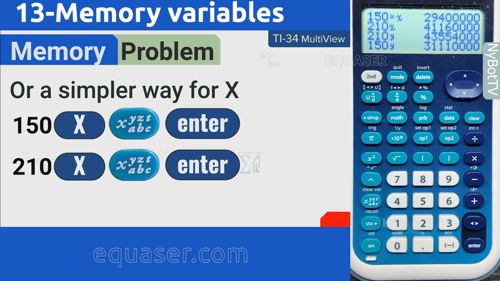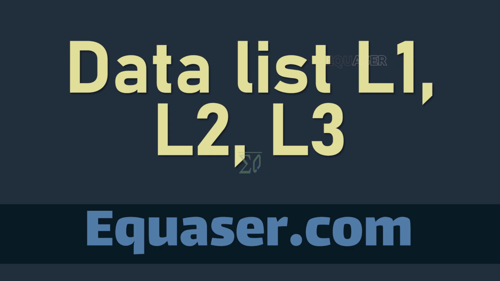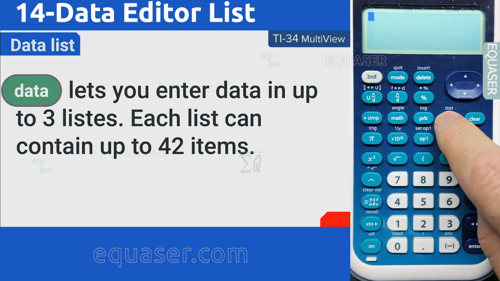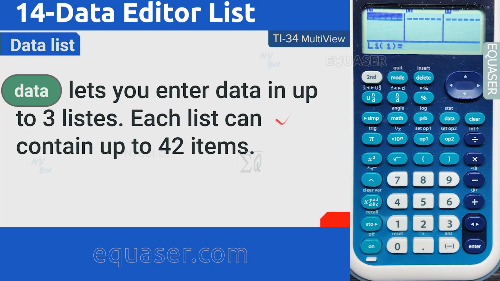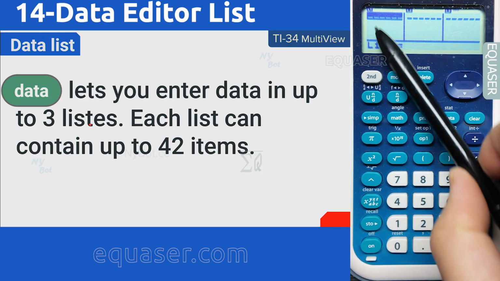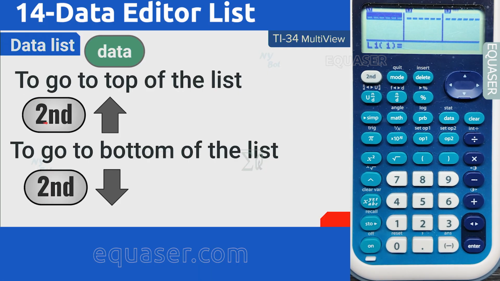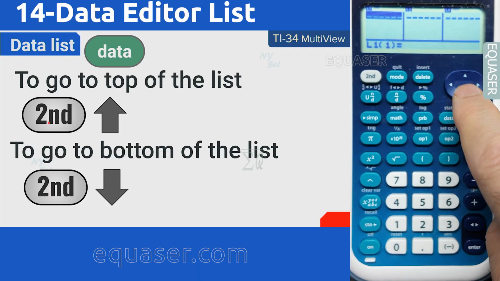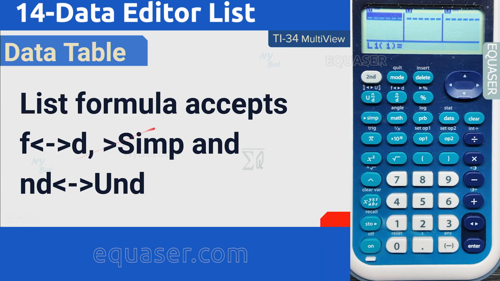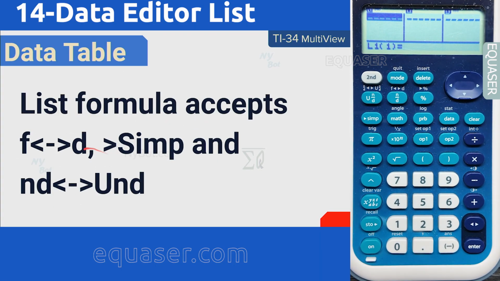And as I mentioned, this is a simpler way to do it. Now let's have a look at the data and editor list. The Data button, if I press it, lets you enter data in up to 3 lists, L1, L2, and L3. Each can contain up to 42 items. If you press second function and up, it will take you to the top. Second function and down will take you to the bottom. The lists will accept the F-D conversion and the simplification button and this fraction feature.